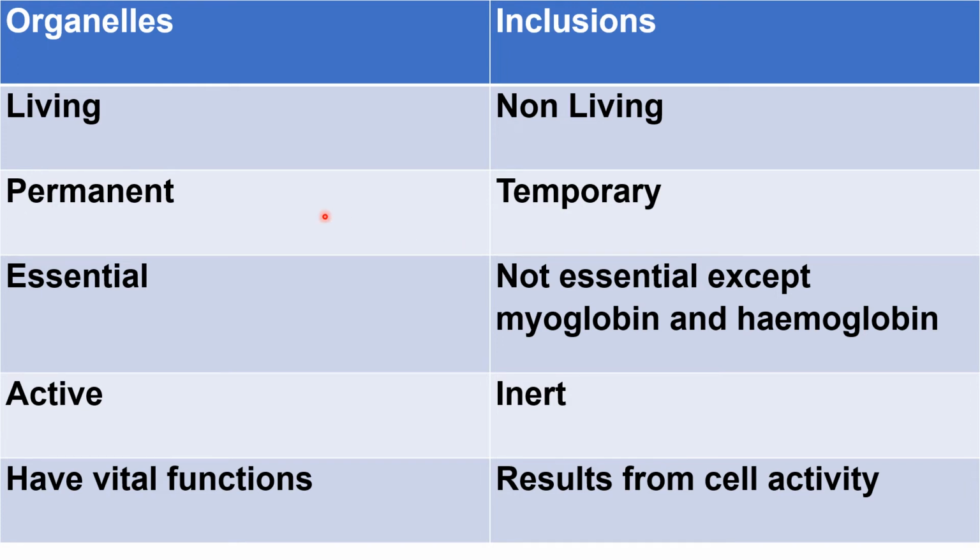This table shows the difference between organelles and inclusions. As we said before, the organelles are living, permanent, essential, active, and have vital function, while the inclusions are non-living, temporary, not essential except the myoglobin and the hemoglobin, which are protein-binding proteins, inactive and result from cell activity.